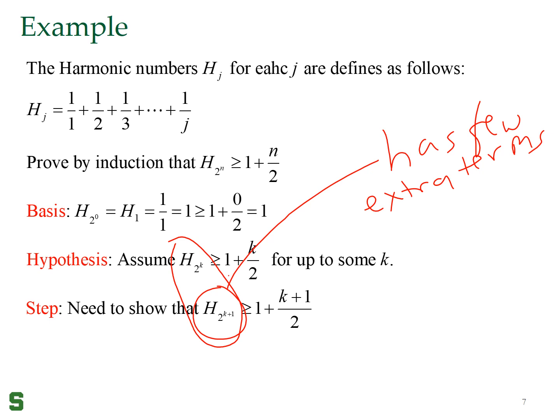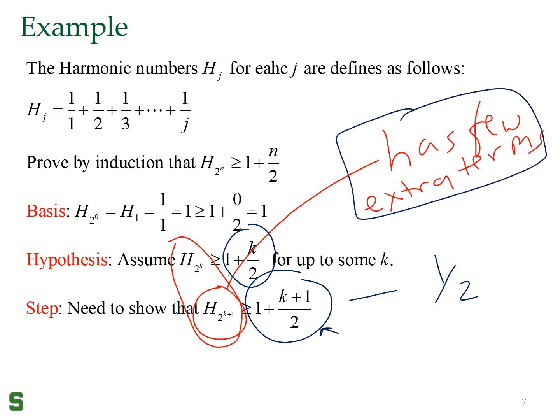What is the relation between this one and this one? The difference here is, the relation is that this number over here is exactly half larger. So we want to now relate these extra terms to the value half. If we are able to do that, we are golden. We will be able to complete the proof.